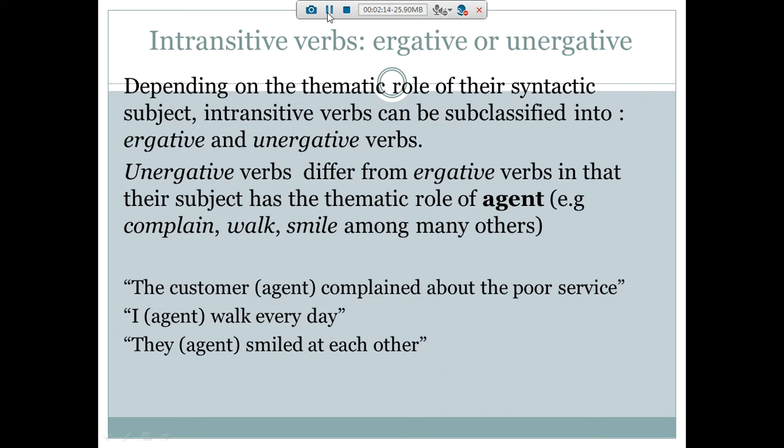Inergative verbs differ from ergative verbs in that their subject has the thematic role of agent. For example, verbs like complain, walk, smile, among many others. So in the sentence, the customer complained about the poor service, the customer is the syntactic subject and the agent at the same time. The same goes for I in I walk every day, or they in they smiled at each other.